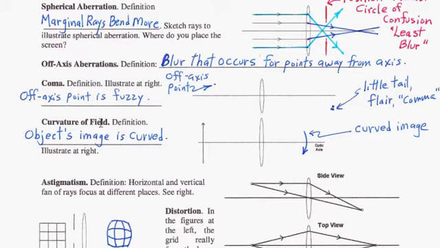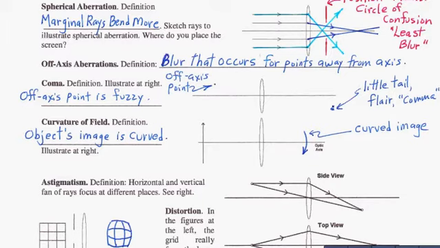Coma. Curvature of field is another off-axis aberration where the points off the axis are imaged in a curved pattern here. Different places along the image are not going to be all in a flat plane. I remember going to a real nice theater in Philadelphia, and the screen was curved so that they could minimize this kind of aberration, the curvature of field.